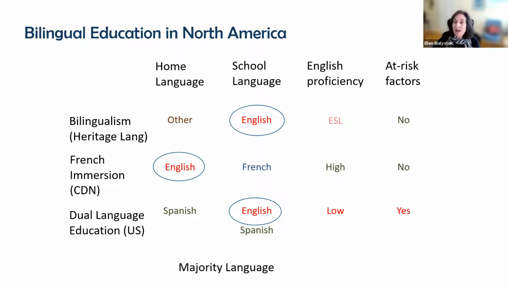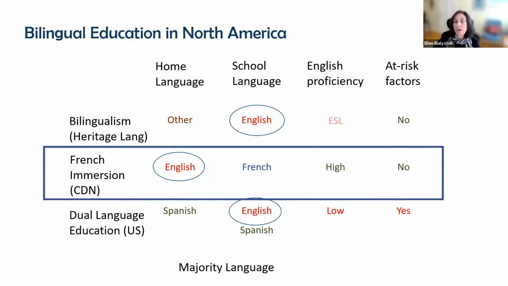So to make it possible to even ask the question, we're only going to focus on that one middle band, the French immersion case in Canada, where kids come to school to learn French. They have excellent English, they have no other risk factors. It's kind of the best of all worlds.